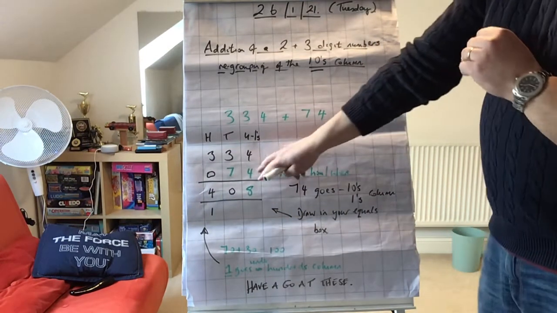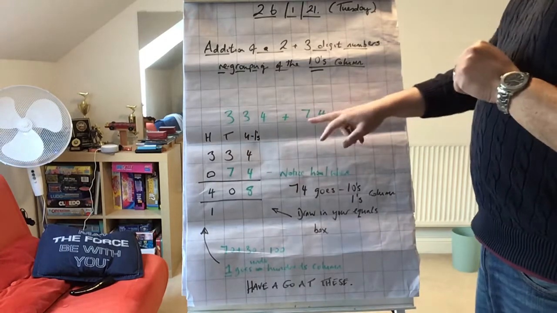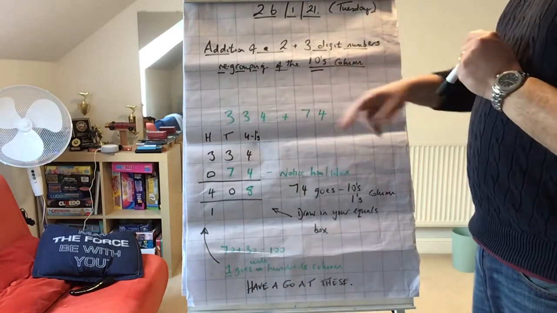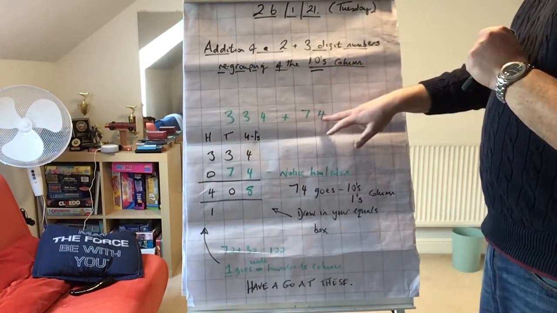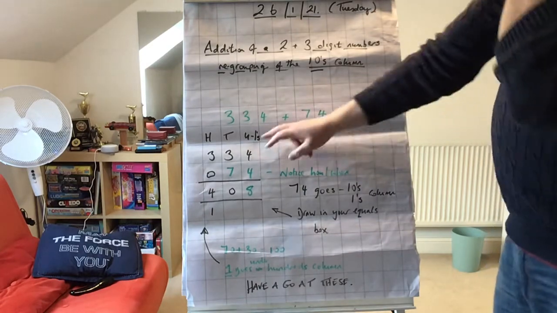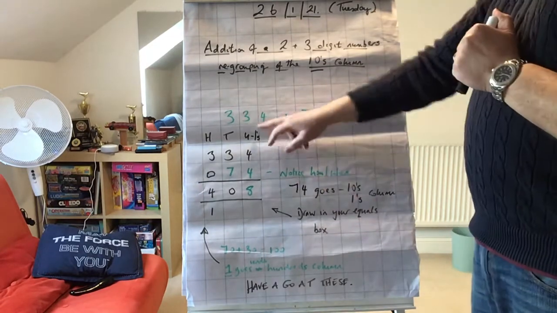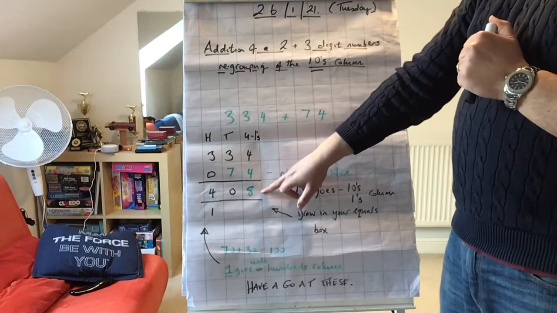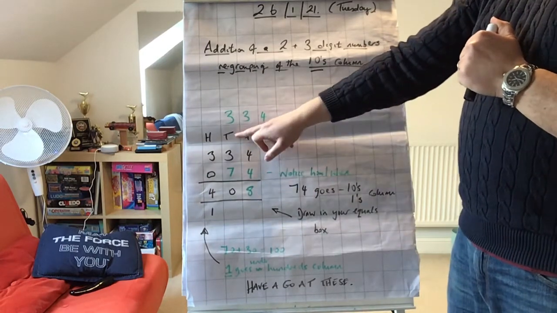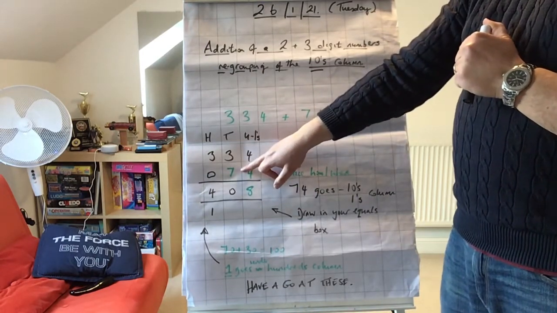But you should now all be able to put your 2-digit number in the correct place because it's made up of 7 tens and 4 ones. So key, get it in the right place. Add up your ones column. 4 and 4 is 8. Nothing to regroup there. Tens column, 3 add 7 is 10.